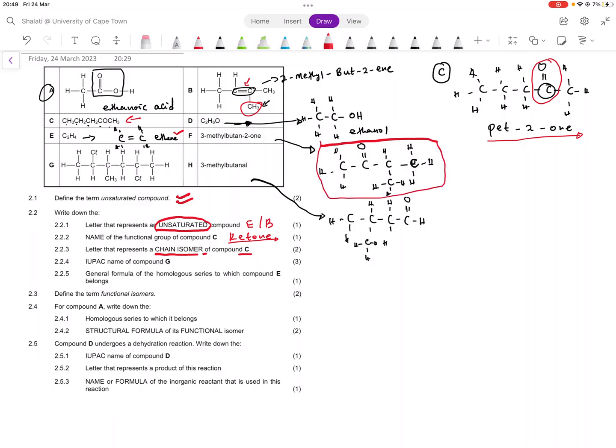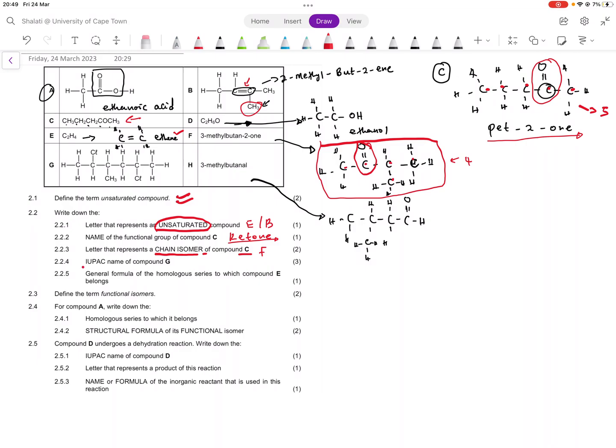It's still a ketone. Still same number of carbons. 1, 2, 3, 4, 5. Same as C. At C we have 1, 2, 3, 4, 5. Same number of hydrogens. You can count them. So the answer for 2.2.3 will be compound F. So chain isomer is the same molecular formula, same functional group. We only changed the longest chain. Now the longest chain here, it's a butane, which is 4 carbons. On this one is 4 carbons, but on this one it was 5. So it's a chain isomer.